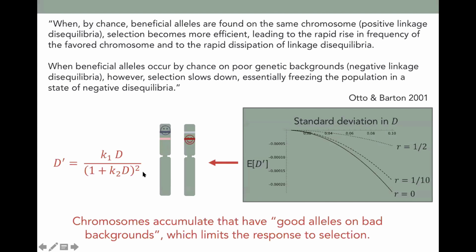So the end of all of that is, in the presence of stochastic forces, drift, as well as selection, the chromosomes that we'll see after a period of evolutionary time have accumulated an abundance of good alleles on bad genetic backgrounds. A lot of genetic variation becomes hidden, and that limits the response to selection.